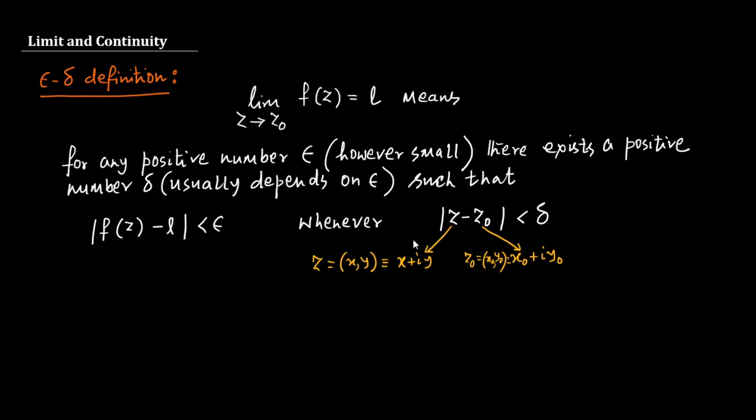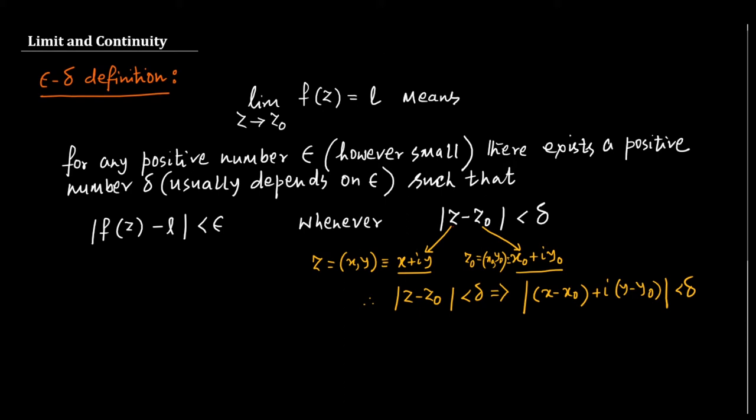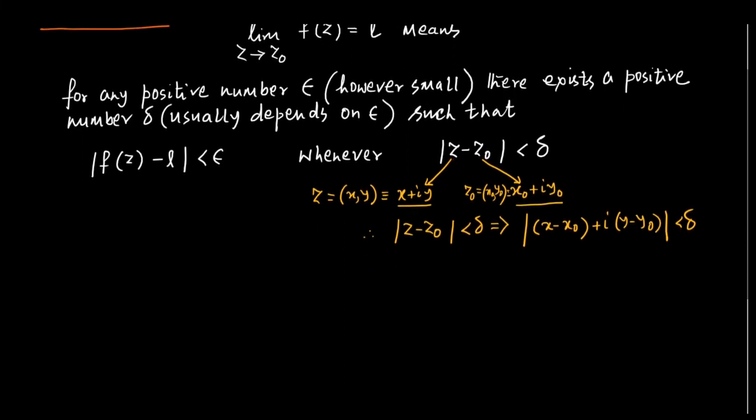Now, if this is my z and z0, what will be mod of z minus z0 less than delta? Therefore, mod of z minus z0 less than delta implies mod of x plus iy minus (x0 plus iy0). If I separate the real and imaginary parts, this will be (x minus x0) plus i into (y minus y0), mod less than delta. Now, what is mod of this expression? Pretty simple. This implies (x minus x0) whole square plus (y minus y0) whole square less than delta square.